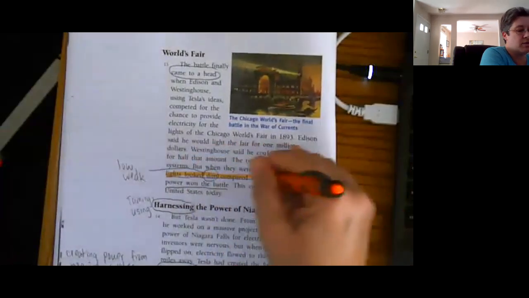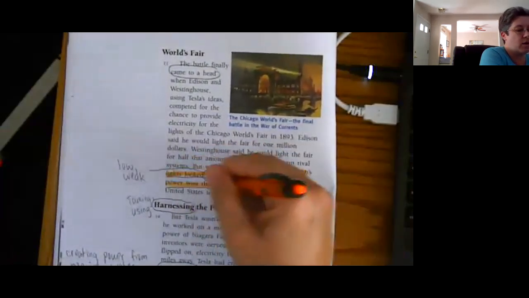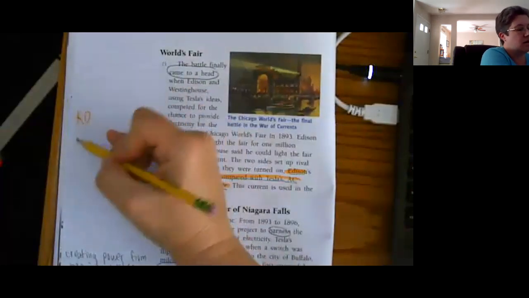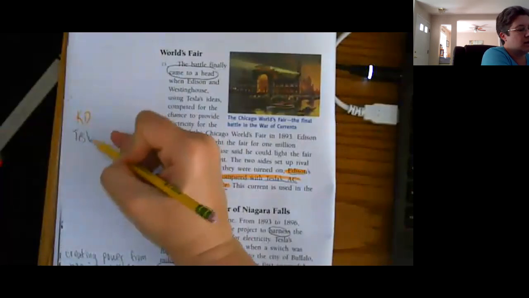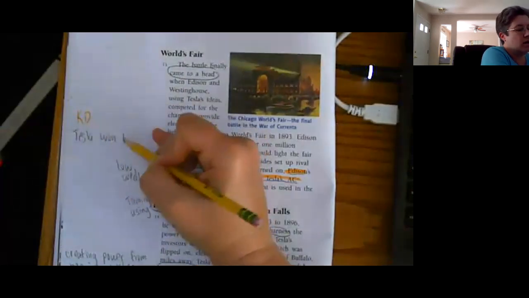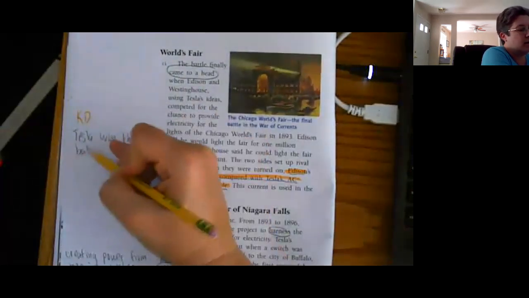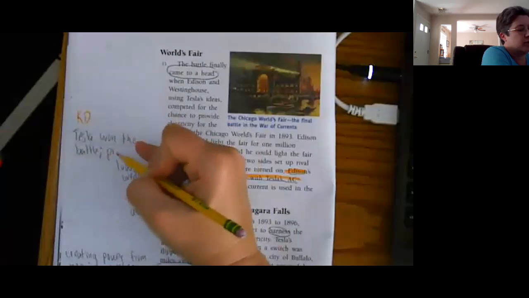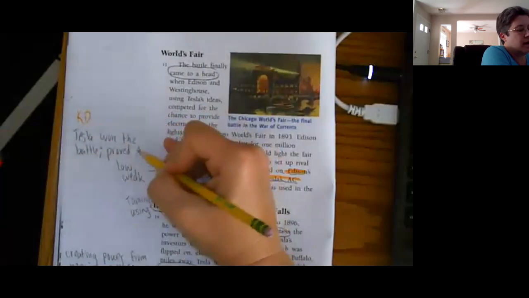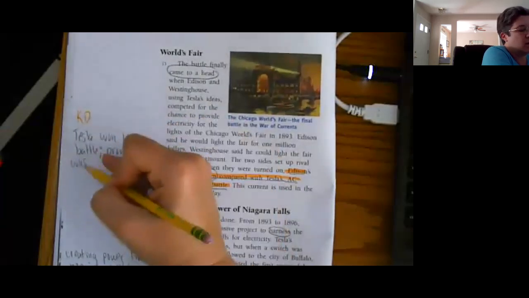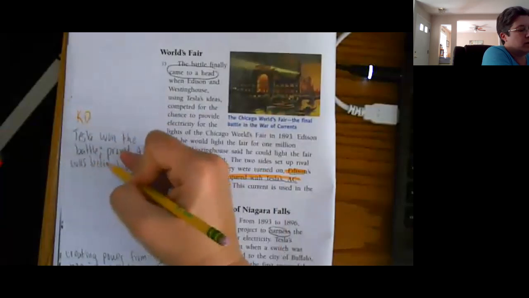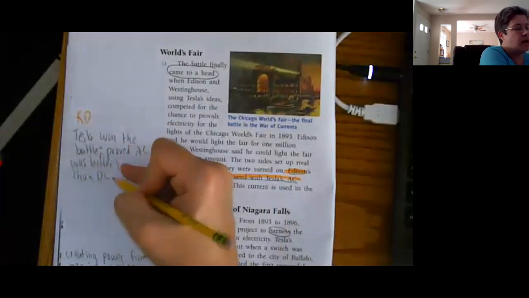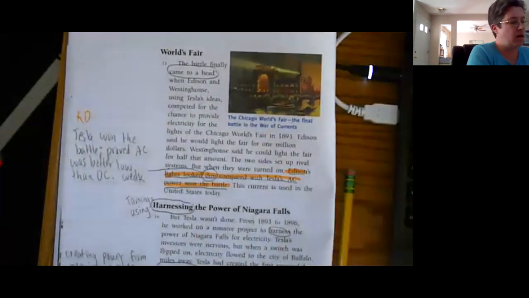Edison's lights looked dim compared with Tesla's. AC power won the battle. So our key detail is Tesla won the battle and proved AC was better than DC. You might want to move that key detail up higher.